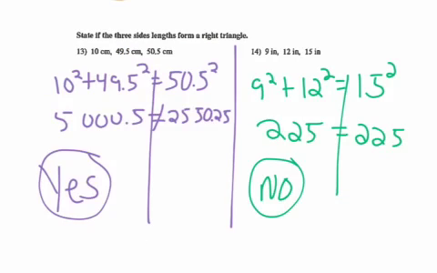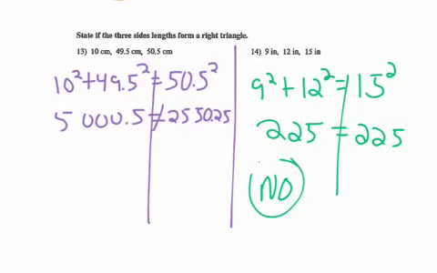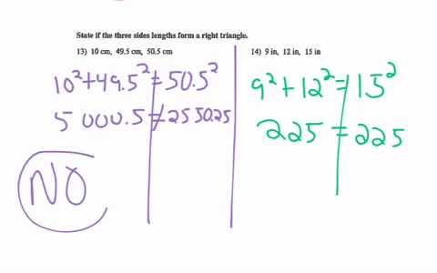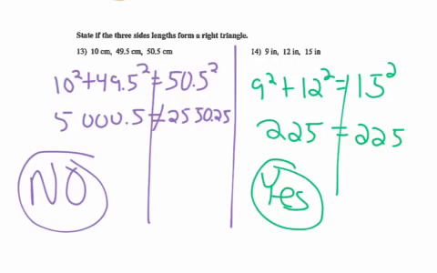So for number 13, at the bottom of this page, you should have had, whoops, I made a mistake. Number 13 at the bottom of the page should have been no, because the left-hand side does not equal the right-hand side. So those 3 values would not form a right triangle. Over here we should have yes, because both sides are equal to 225. So these 3 values would form a right triangle. Therefore, it would have a 90-degree angle.